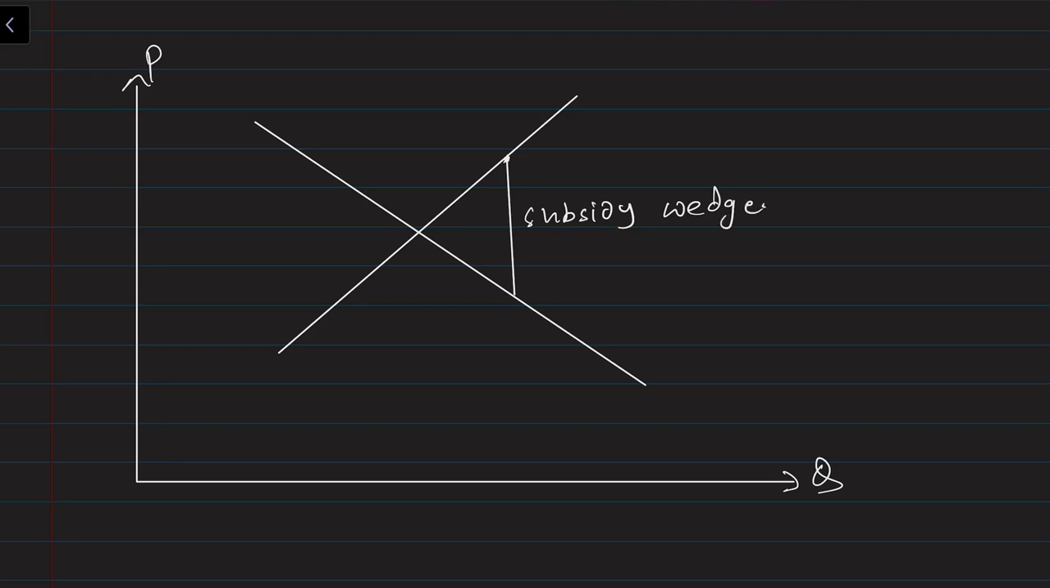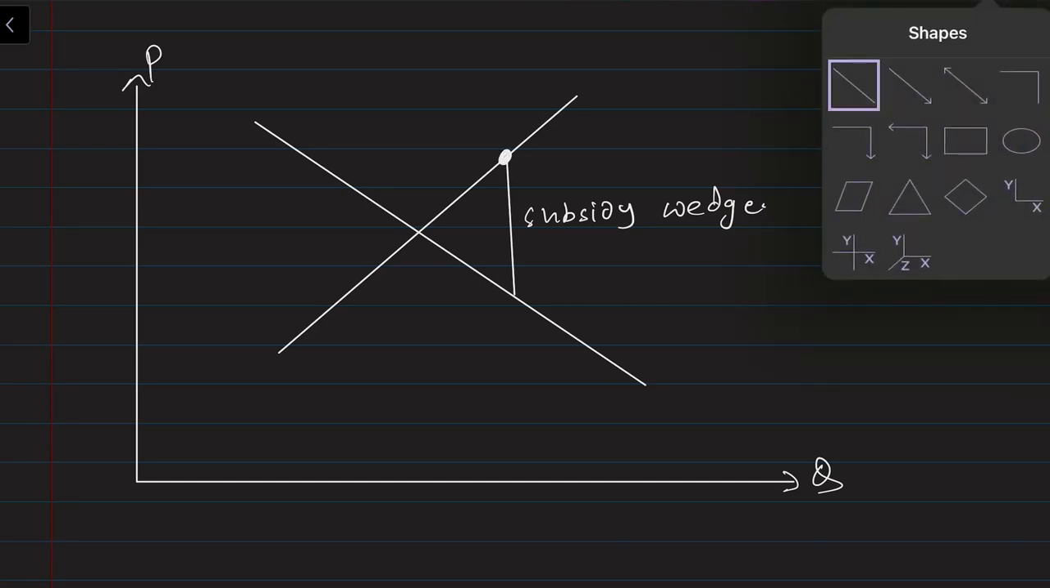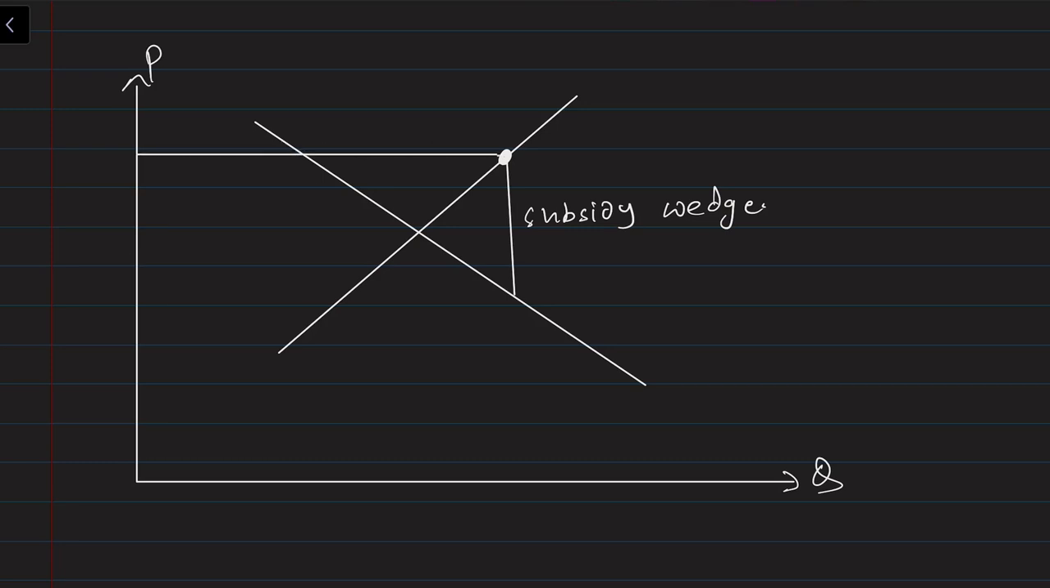Now here, what is the price received by sellers? So this is the price received by sellers. Now what is the price paid by buyers? So this is the price paid by buyers. All right.